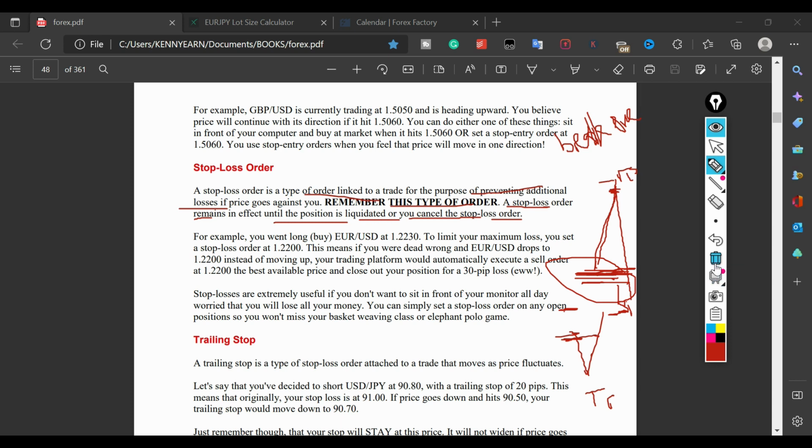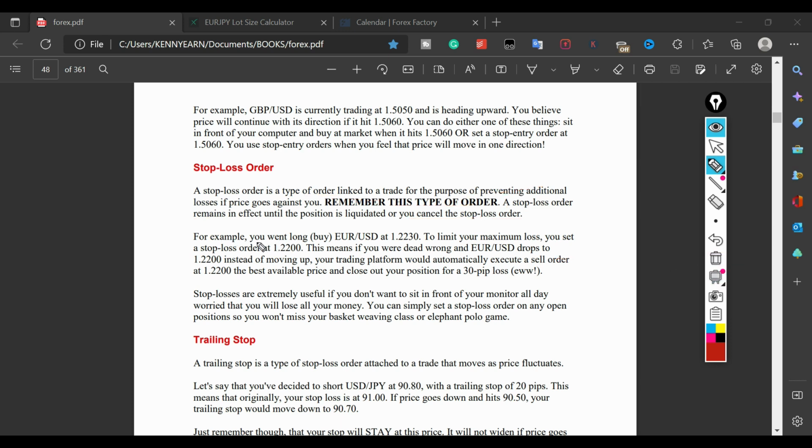So for example, if you bought Euro USD at 1.2230, now to limit your maximum loss, you set a stop loss order at 1.2200. That means this is like 30 pips from this price to this price. That means if you buy here at 1.2230, your stop loss is 1.2200. That means below market price, below your entry. That's your stop loss, SL.